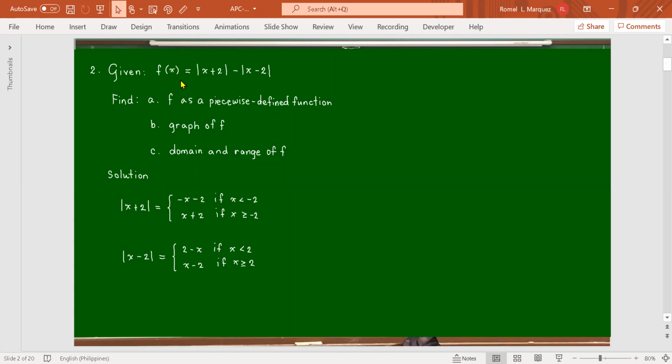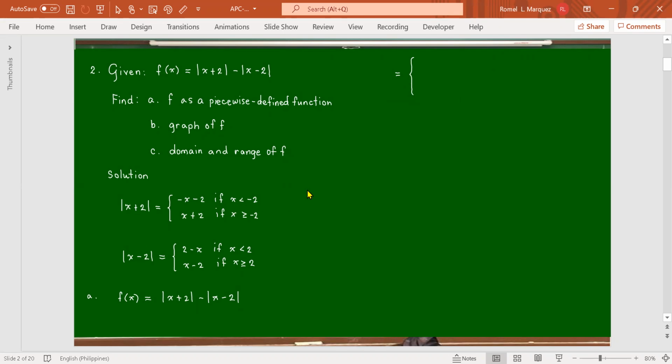Okay, so we are solving this, no? So this is what we want to express in a piecewise defined function. So given f of x is equal to, letter A, absolute value of x plus 2 minus the absolute value of x minus 2. So the first absolute value is equal to what, guys? The first absolute value is equal to what?